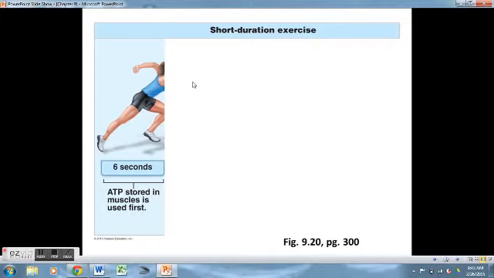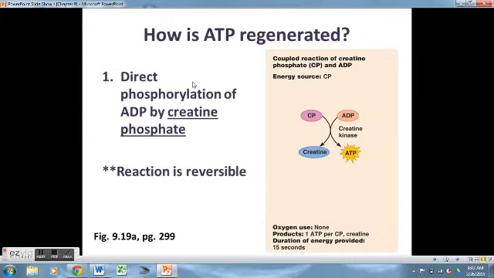So the very first thing, say you just take off running, right? You're being chased by a saber-toothed tiger, I don't know. You just take off running. For about the first 6 seconds, you'll use any stored ATP that's available. But like I said, most activities that we do are going to take longer than 6 seconds. So now we have to have some other avenues that we can use to make ATP.